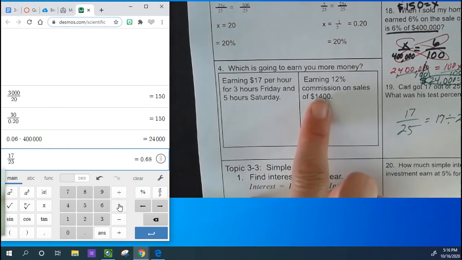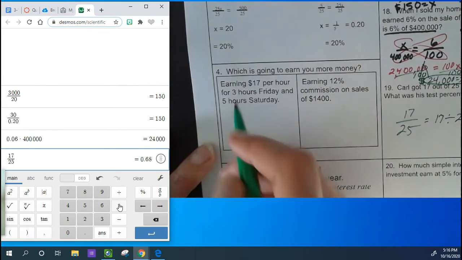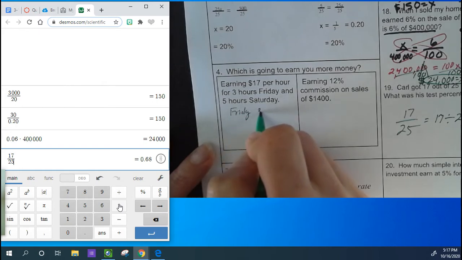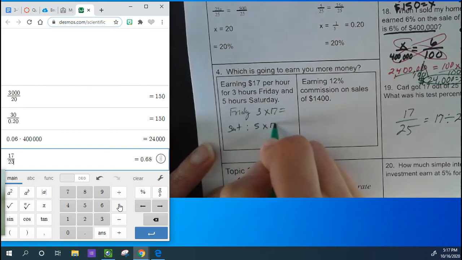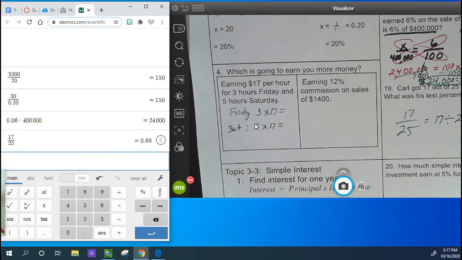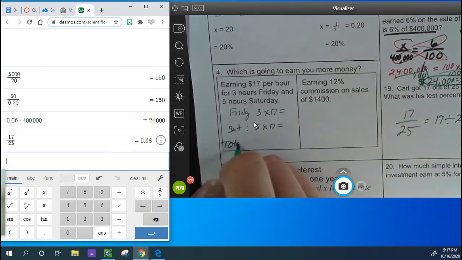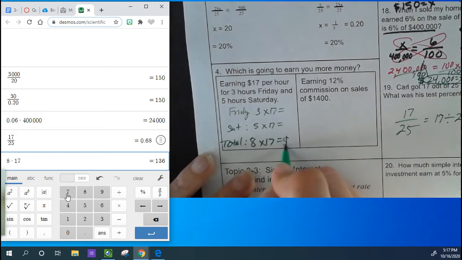Let's go ahead and take a glimpse at these two problems down here. Which is going to earn you more money? Earning $17 per hour for 3 hours Friday and 5 hours Saturday. So Friday, 3 hours times $17. And Saturday, 5 hours times $17. That's how they figure out hourly rate. Really, I could just say that the total was 8 hours times $17. That would be faster. So 8 times 17. He worked 8 hours overall at $17 an hour, which is $136.